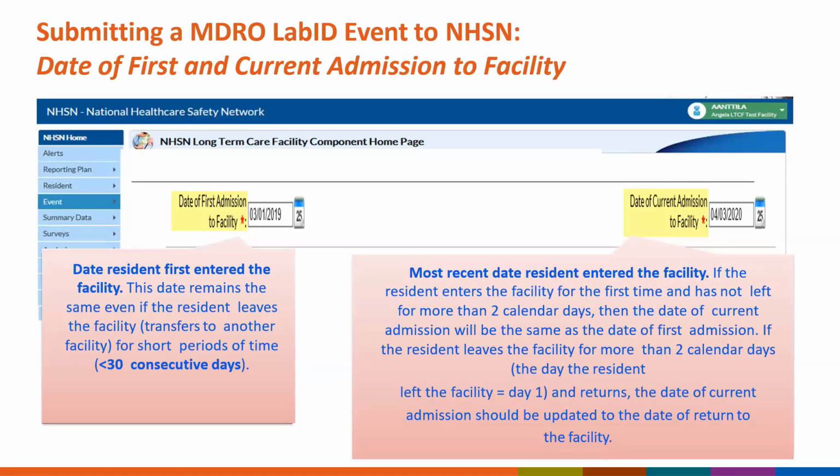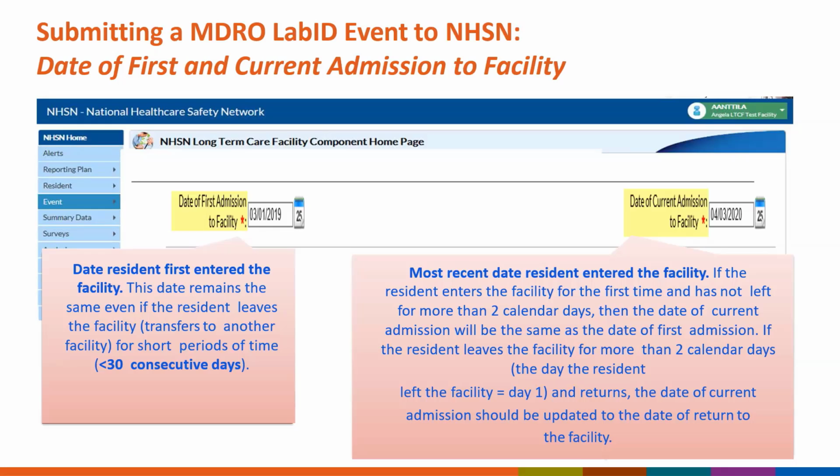Date of first admission to the facility. If the resident leaves the facility and is away for 30 or more consecutive days, the date of first admission should be updated to the date of return to the facility. Select the date of first admission using the drop-down calendar. As a note, date of current admission must occur before date of event.